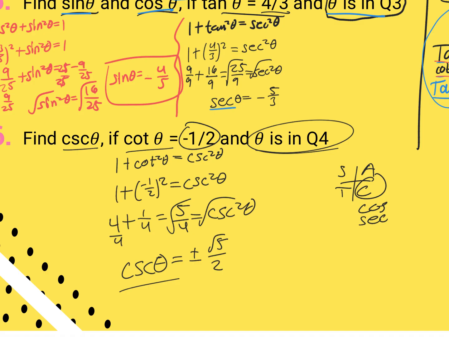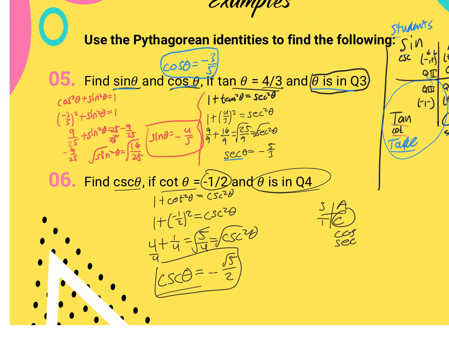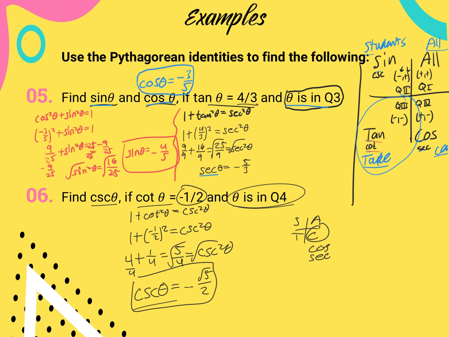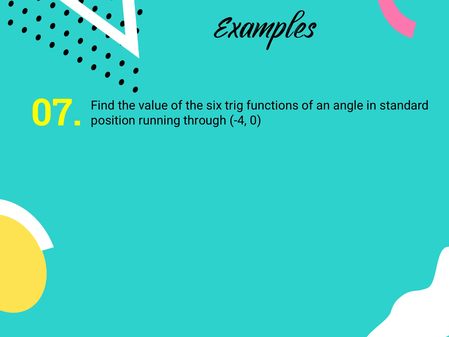Cosecant is not one of them, so I'm going to erase, and it's just going to be negative 5, or square root of 5/2. All right, so it's a little bit of a more straightforward example, but that's how you would use the Pythagorean identities to find a trig function. All right, last few examples should be pretty straightforward.